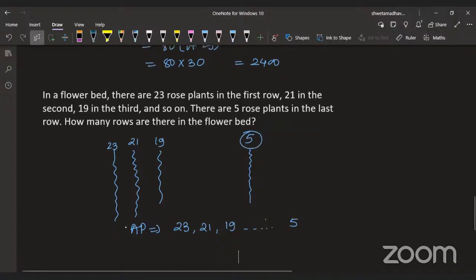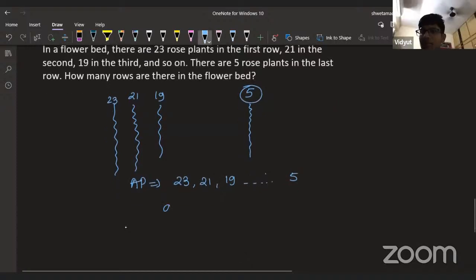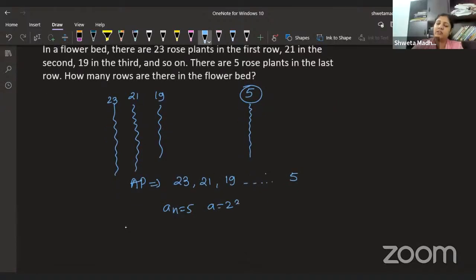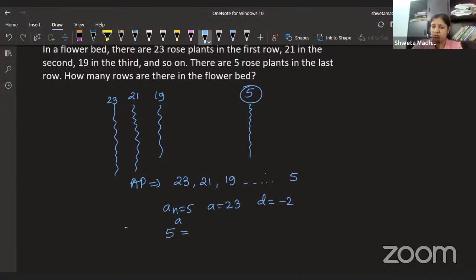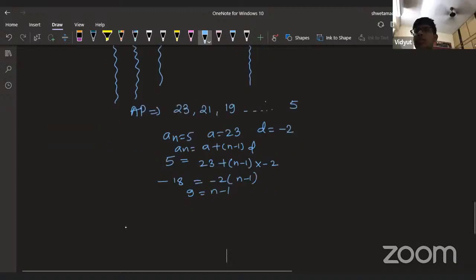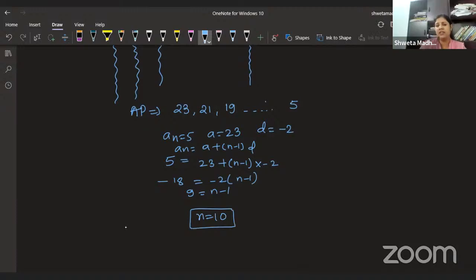Ma'am, is it 10? So here nth term is 5, a is 23, and d is -2. Yes. So nth term an is equal to a plus n minus 1 into d. 5 is equal to 23 plus n minus 1 into -2. Minus 18 is equal to -2 into n minus 1. 9 is equal to n minus 1. And then n is equal to 10. So there are totally 10 rows.